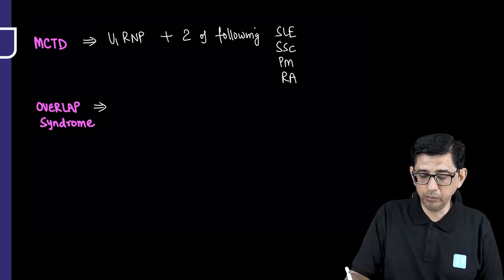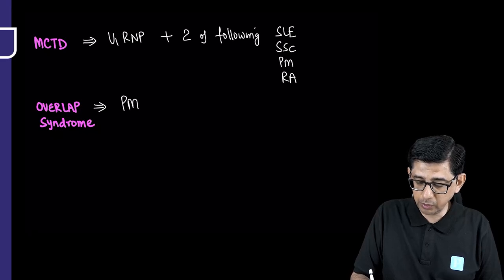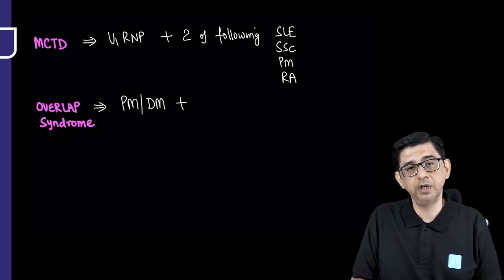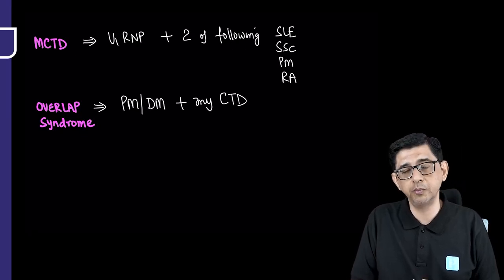And now there is a new term that is called overlap syndrome. Overlap syndrome, basically I would rate it as the most important data for this particular slide, and from the perspective of any set, that is polymyositis and dermatomyositis. If it is occurring in combination with any connective tissue disorder, then it is referred to as overlap syndrome.